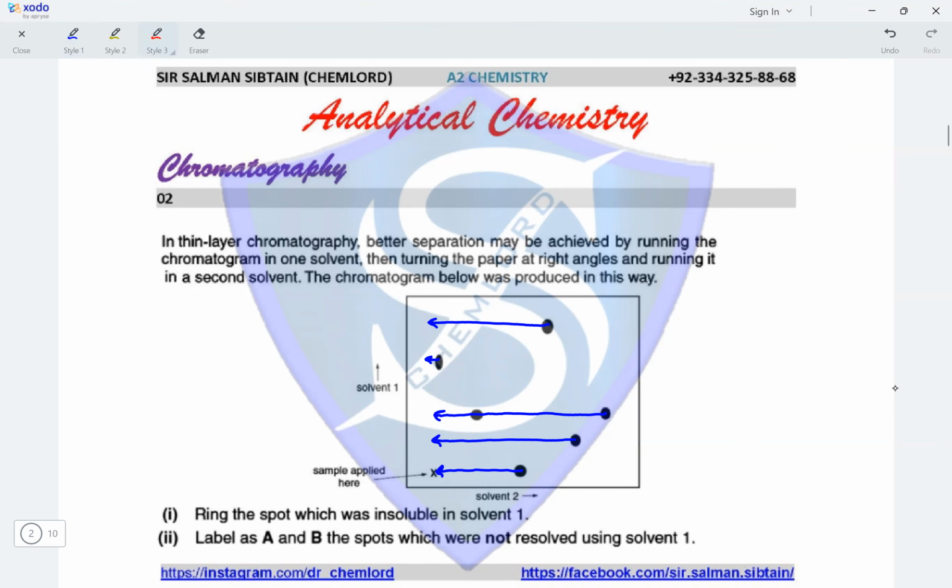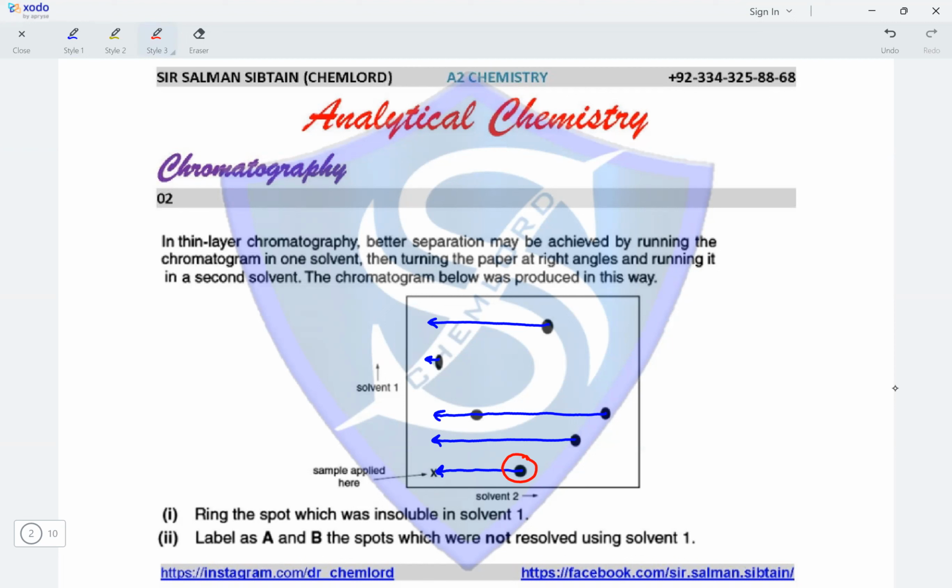So as you can see, this spot, the one that has just been ringed, is the one that would not have moved only when solvent 1 was used, because it would have been on the X position where the sample was applied, and hence it is a spot that must be ringed. Next, label as A and B the spots which were not resolved using solvent 1.